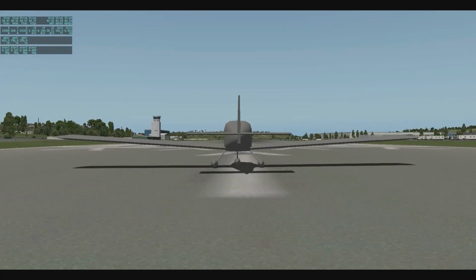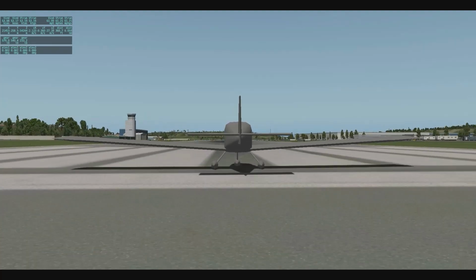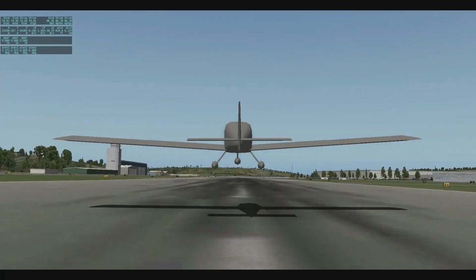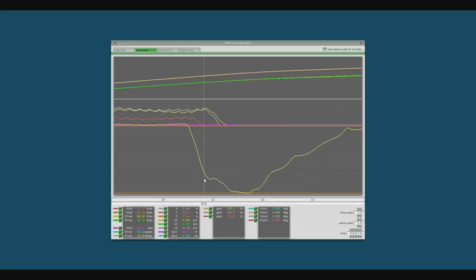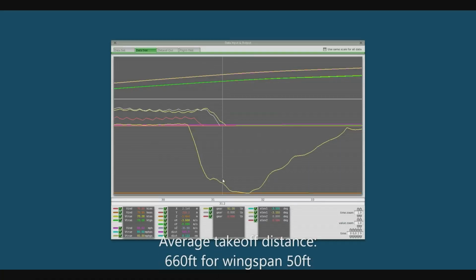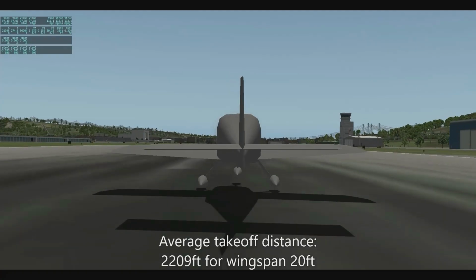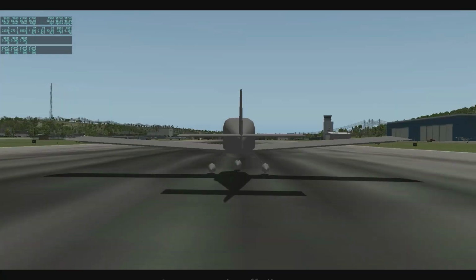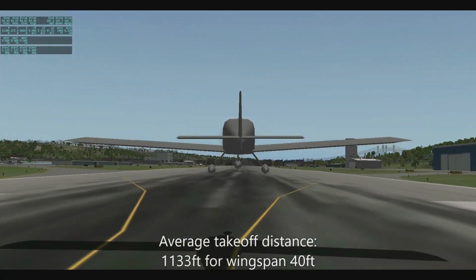Now let's try with my maximum wingspan of 50 feet. The aspect ratio is now just over 10, and you can see the airplane lifts off much earlier than previously. The takeoff distance was almost 700 feet, and after 2 more trials I've got an average of 660 feet. The data from the remaining takeoffs show us that the takeoff distance decreases as you increase wingspan and aspect ratio.